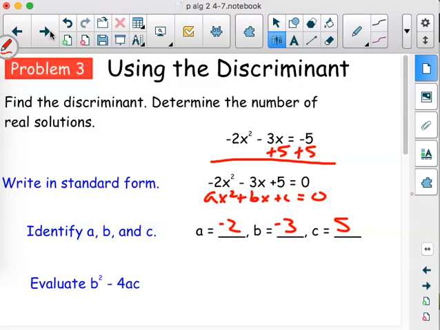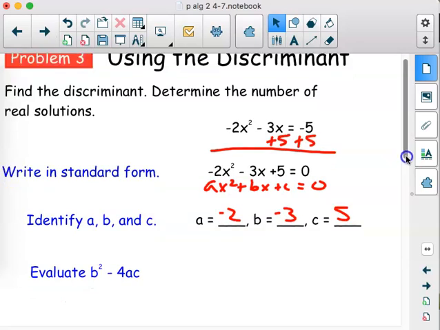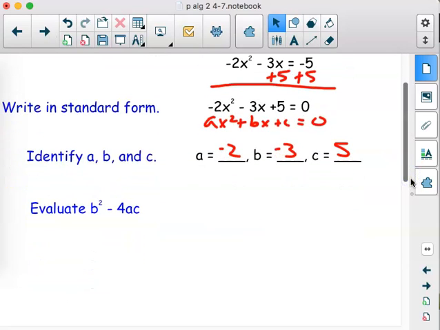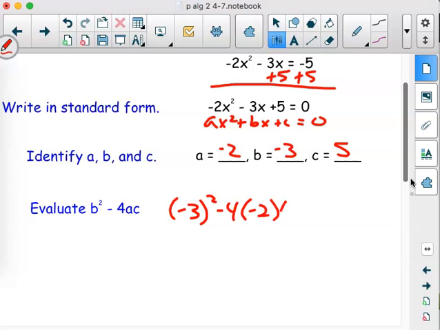But because I only need to know how many and what type, I don't have to do the whole quadratic formula. I just have to do b squared minus 4ac. Negative 3 squared minus 4 times negative 2 times 5. Now notice how I used parentheses for the negative numbers there. I didn't use it for the subtraction. I used it for the negative numbers. So you could, if you don't want to do this in your head, just punch it in, parentheses and all, and it'll give you the right answer. I'm going to go ahead and do this with a little brain power.